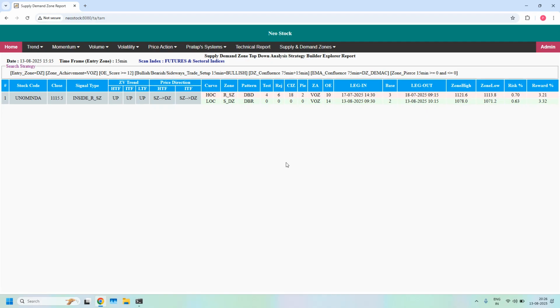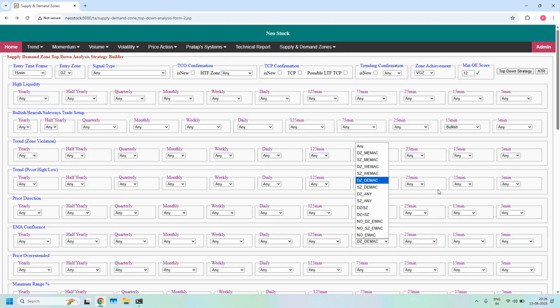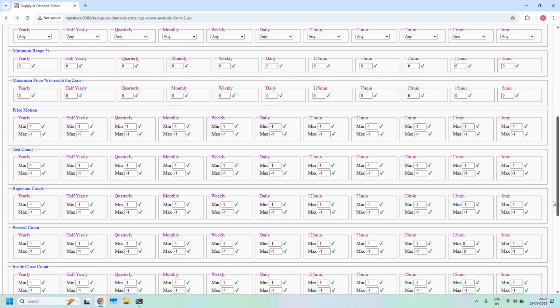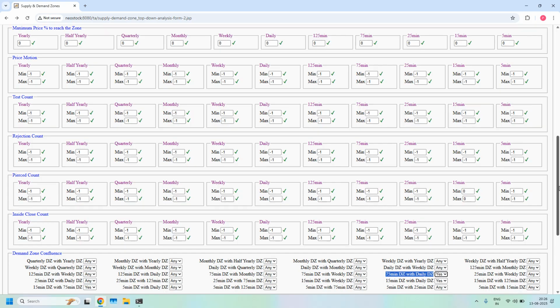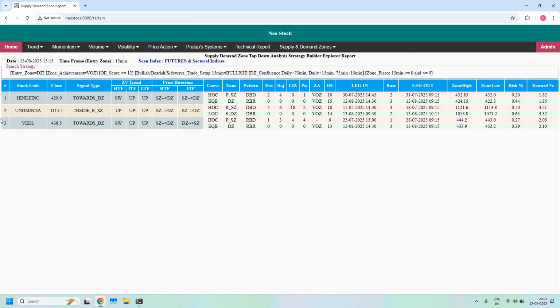Okay, next we will filter based on LTF, ITF, HTF demand zone confluence, and then HTF EMA confluence. Removing EMA filter here. Demand zone confluence, 3 filters I have to set. First one is already enabled. Next 15 minutes and daily, 75 minutes and daily demand zone confluence. With all the 3 filters, we got 3 stocks.